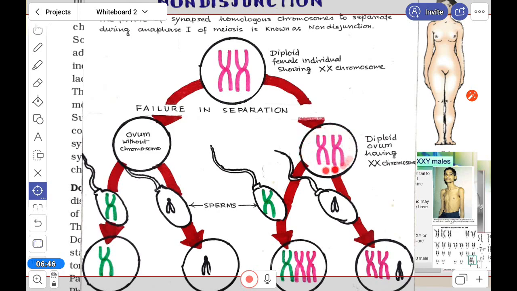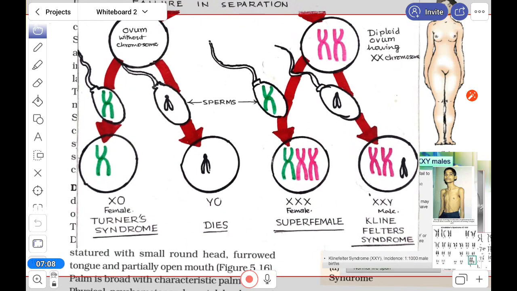This is abnormal. And here there is nothing, without any chromosome. Now, after that, it is fertilized by the sperms. You can see that this is the X chromosome, this is the Y, the sperms containing X and Y chromosomes. Okay. Now, next, what will happen?